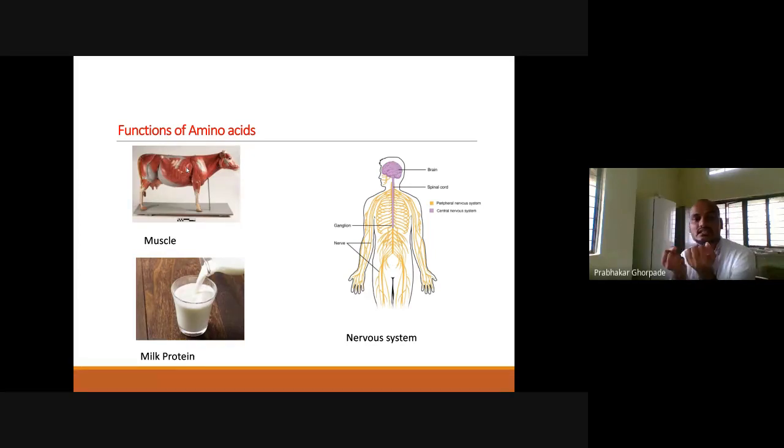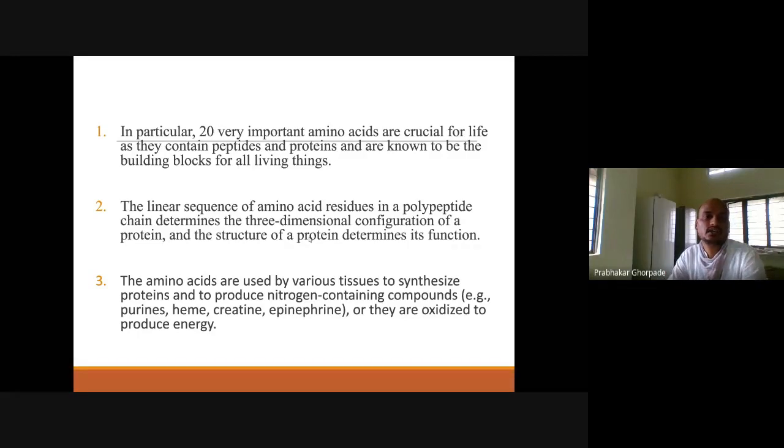And when we say muscle is made up of protein, the protein molecule is basically a chain of amino acids linked together. If you see the primary structure, the chain of amino acids linked together is the structure of the protein molecule, right? So that is why this is a function of the protein. In particular, 20 very important amino acids are crucial for life, as they make up the peptides and proteins and are known to be the building blocks of all living things, right?